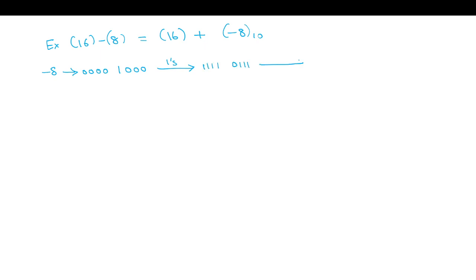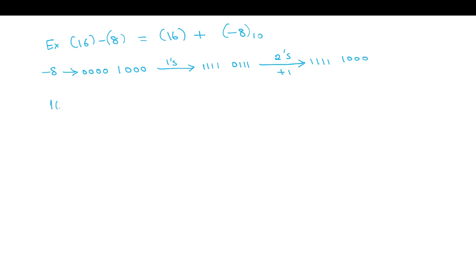Let's take an example of 16 minus 8. So again it is 16 plus minus 8. Now minus 8, which is the positive representation is this, taking the 1's complement, inversion. For the binary it is inversion, and then plus 1 for 2's complement. So this is the number.